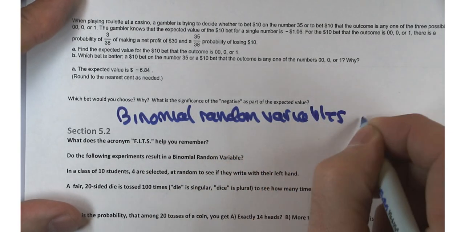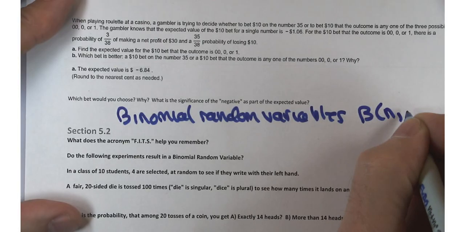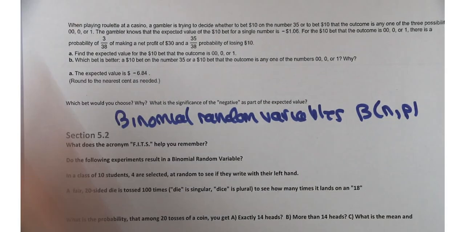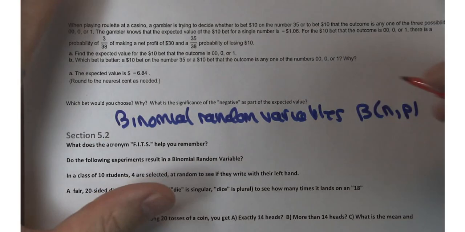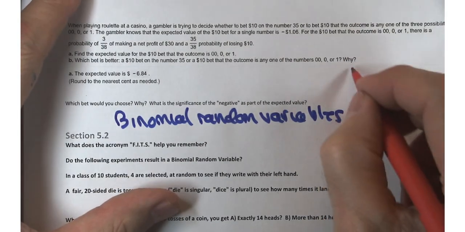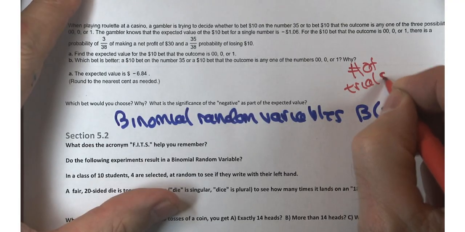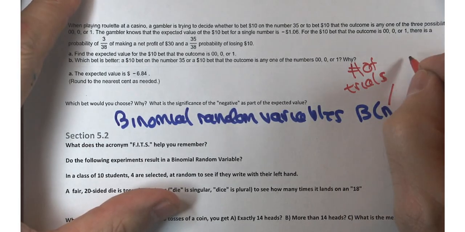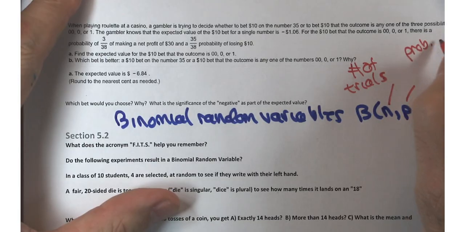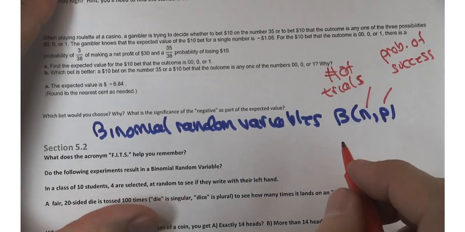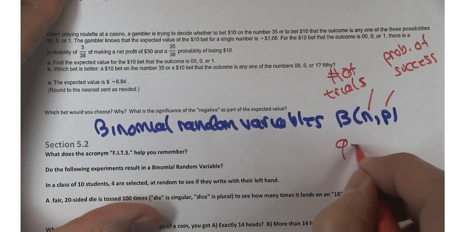A lot of times it's got notation like this. Binomial of n and p. N is the number of trials. Does anyone know what P is? Yeah, probability of success. And just as a reminder, Q equals 1 minus P.